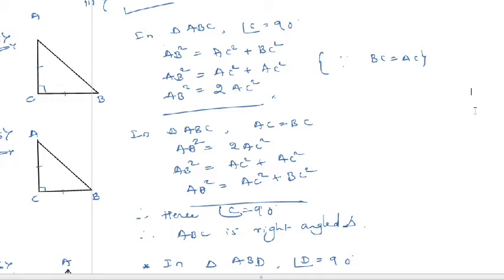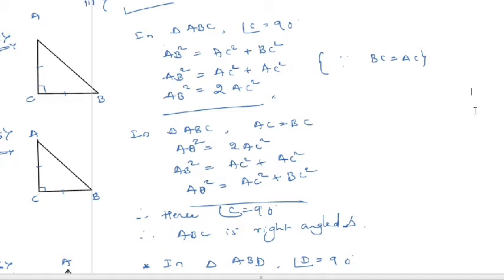In triangle ABC, angle C is equal to 90 degrees. So, according to the Pythagoras theorem, we can write AB square is equal to AC square plus BC square. Here it is an isosceles triangle, so AC is equal to BC, both sides are equal. So, AB square is equal to AC square plus AC square, which is 2 times AC square. Hence it is proved.